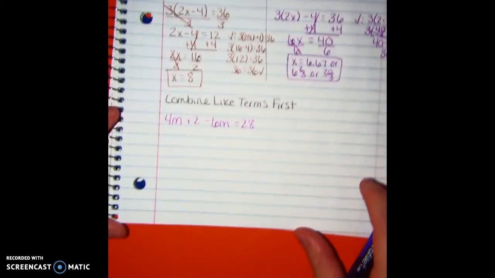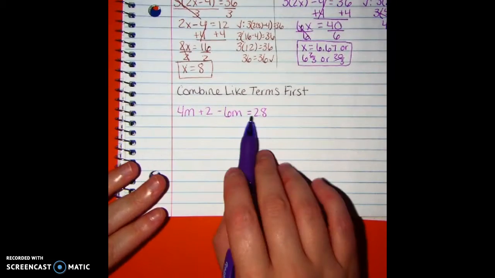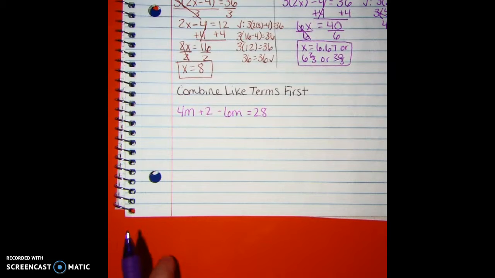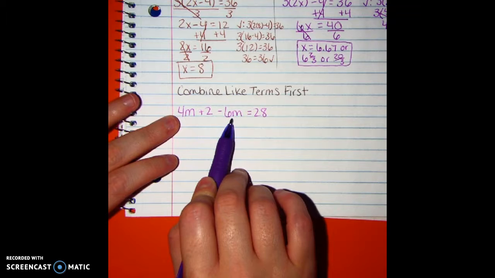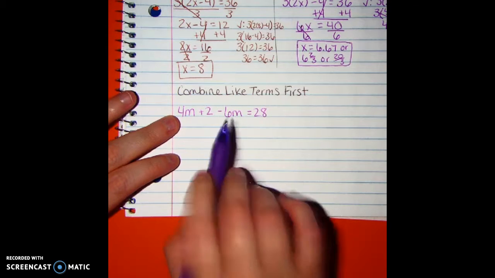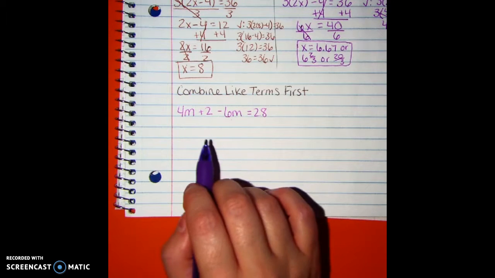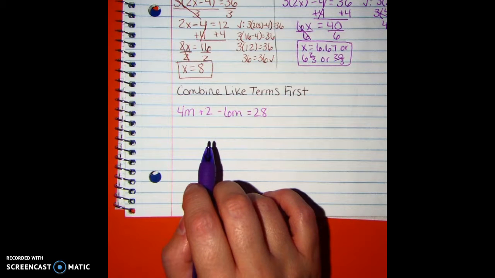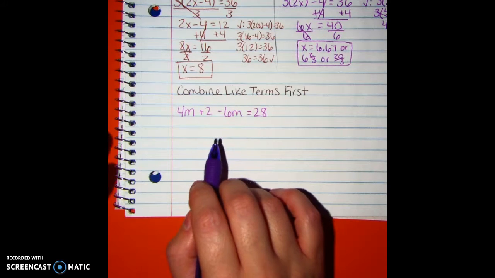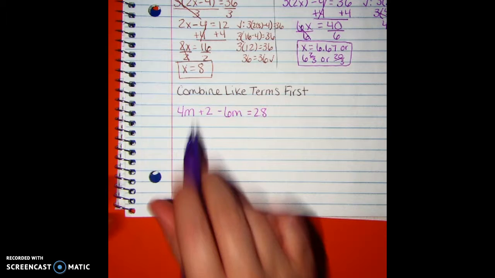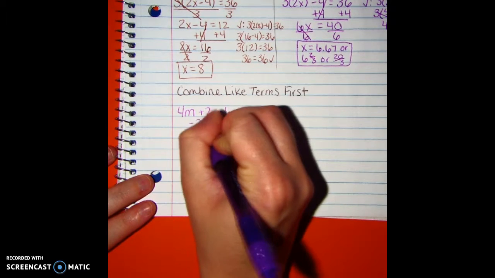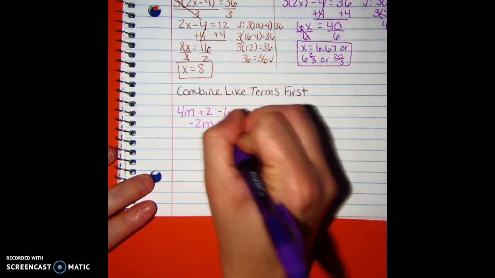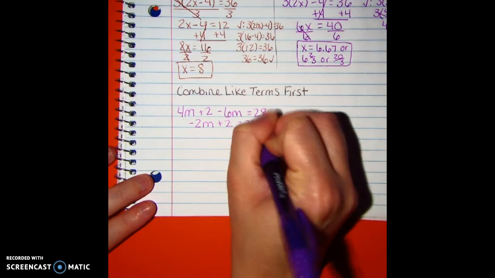Okay, so before I start moving things over to the other side of the equal sign, I need to combine like terms that are on the same side first. So in this case, I have a 4m and a negative 6m. I'm going to combine those. Now I do not do the opposite operation if they're on the same side. If they're on the same side, just combine like normal. 4m minus 6m is negative 2m. And I'll bring down the plus 2 equals 28.